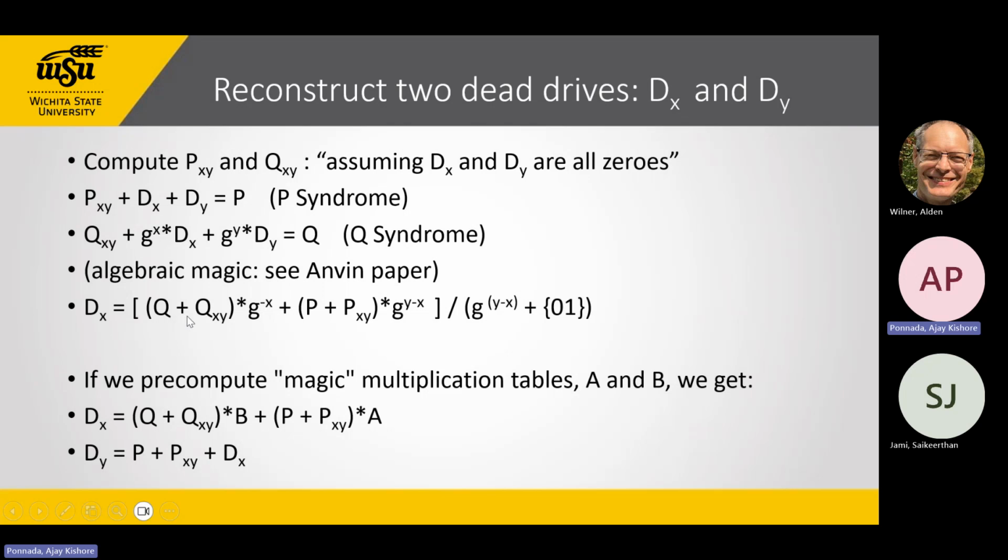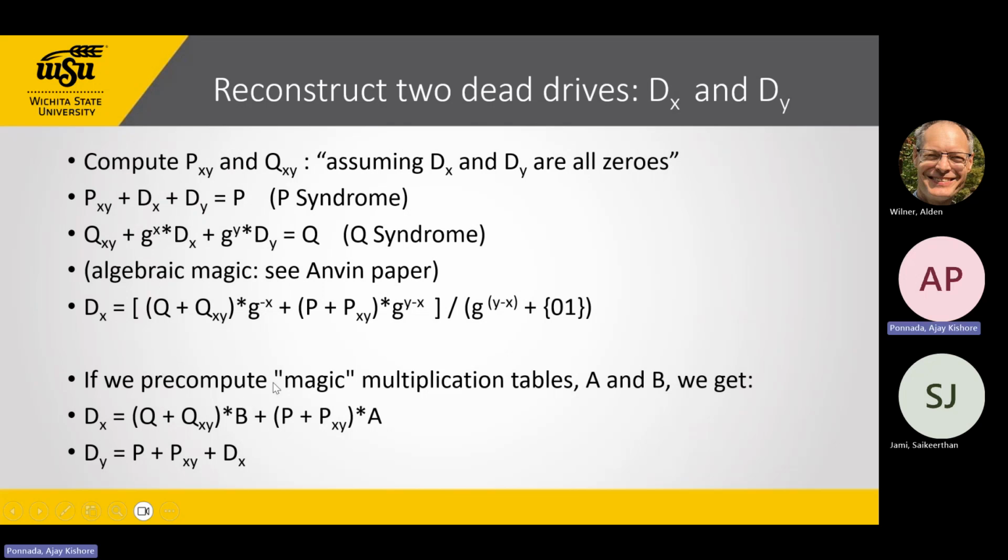DX equals (Q plus Qxy) times G^(minus X) plus Pxy times G^(Y minus X), divided by G^(Y minus X) plus 1 in the braces. That's an integer value 1; we're just adding it to G^(Y minus X).